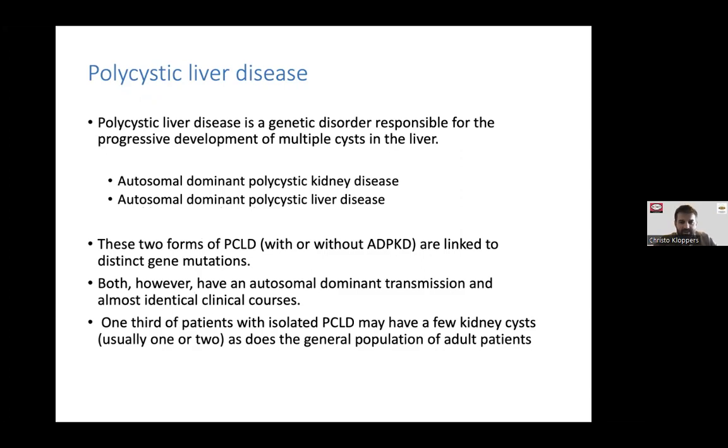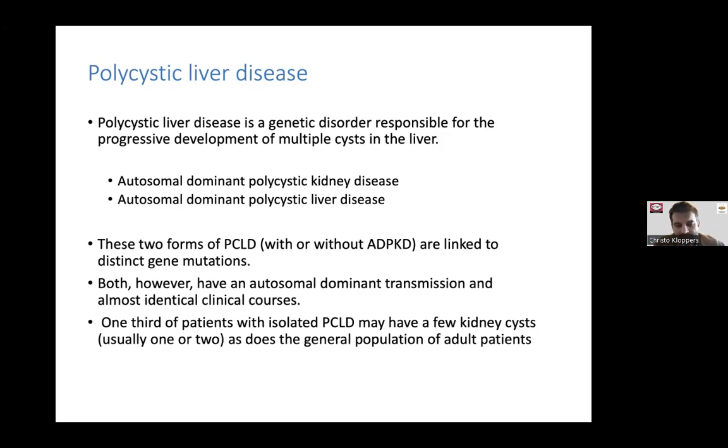It could either be part of kidney disease, so autosomal dominant polycystic kidney disease, or without a renal involvement, and then it would be autosomal dominant polycystic liver disease. They're both obviously linked to gene mutations, so they're both autosomal dominant. And they almost have the same clinical cause.